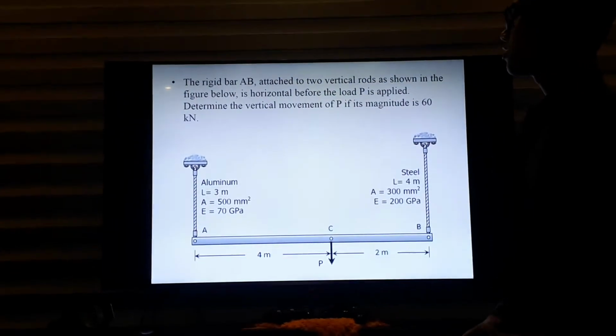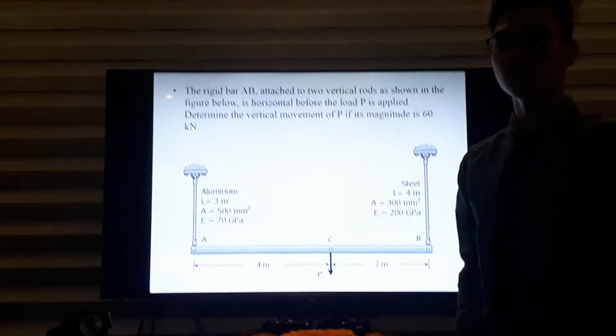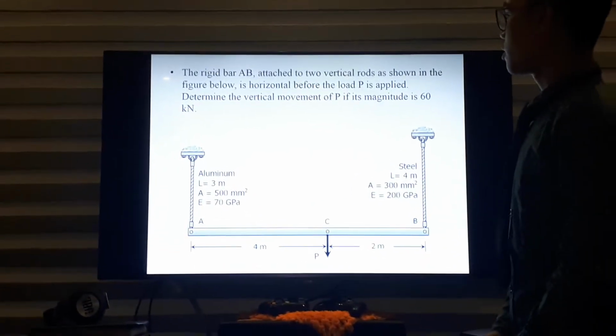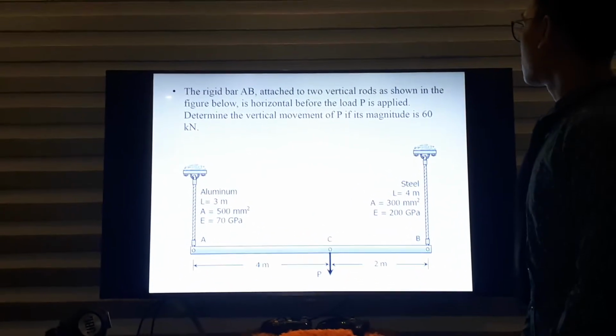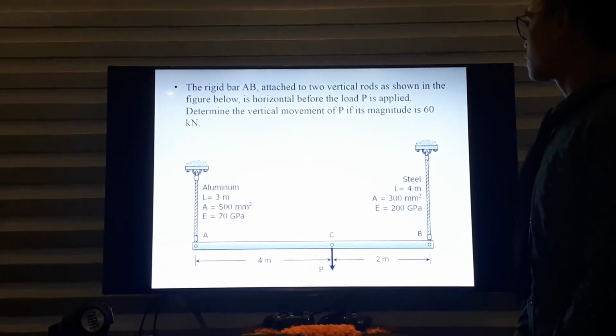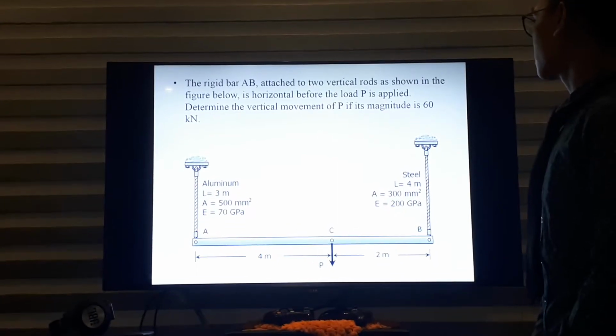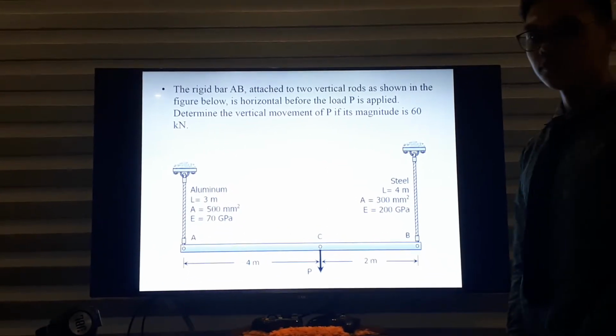Today we'll be tackling simple strain, specifically axial deformation. So here's a problem. The rigid bar AB attached to two vertical rods as shown in the figure below is horizontal before the load P is applied. Determine the vertical movement of P if its magnitude is 60 kilonewtons.